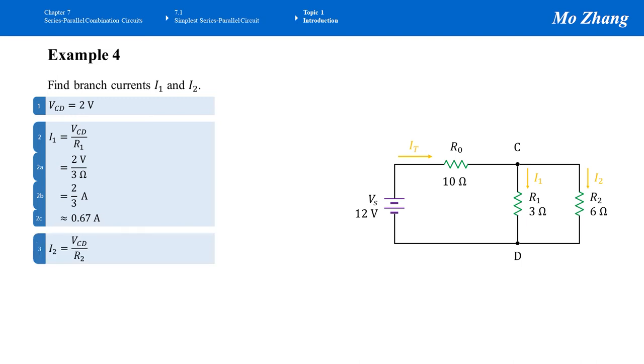Apply the same Ohm's law current formula for finding I2. I2 equals VCD over R2. And then plug in the numbers. It is 2 volts over 6 ohms, right? 6 ohms for R2. And the current equals 1/3 amp. Convert it to decimal and keep 2 digits after the decimal point. The answer is rounded to 0.33 amp.